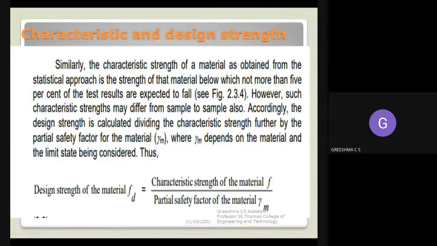Okay. So this is a very, very important term. You have to understand it.